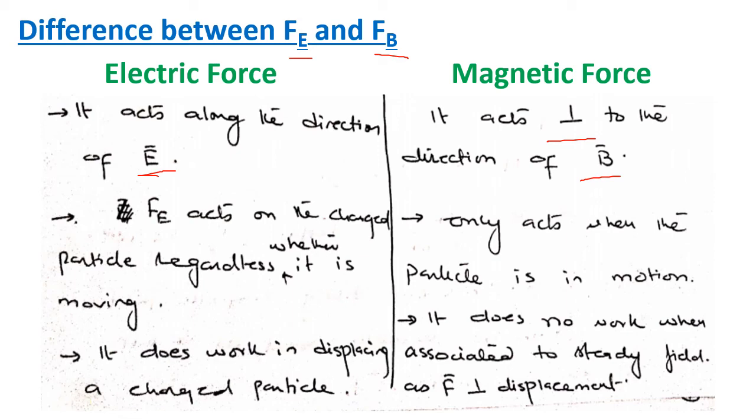And the third difference is electric force does work in displacing the charged particle, whereas the magnetic force does no work when associated with a steady field, as F is perpendicular to the displacement. So the work done will be zero, because cos of theta is 0. So these are the main differences between the electric force and the magnetic force.